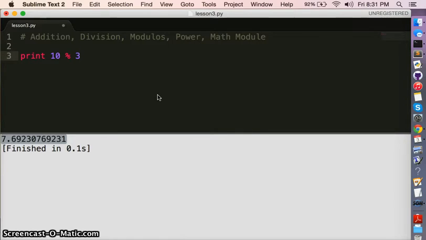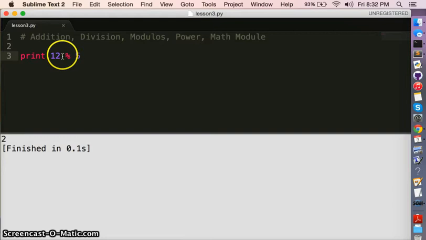So 10 divided by 3 is 3 remainder 1. And so in mod, we just return the remainder, which in this case would be 1. Also, let's say that I did 12 mod 5. So again, I can take away 2 5's from 12, and I'm left with 2. So if you notice what's happening, we're always getting the remainder.